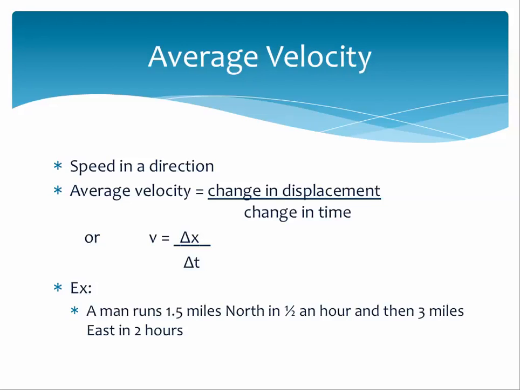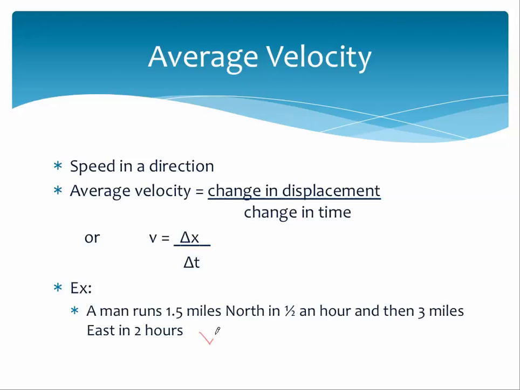So let's look at this example. If a man runs 1.5 miles north in half an hour and then 3 miles east in 2 hours, what is his average velocity? Now because he travels in two different directions, he has two different velocities. So we're going to look at these in the two separate parts.